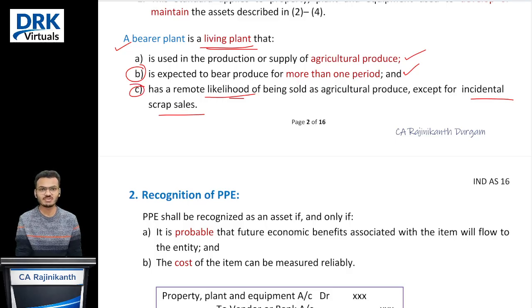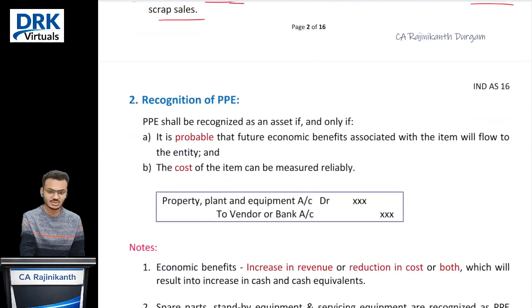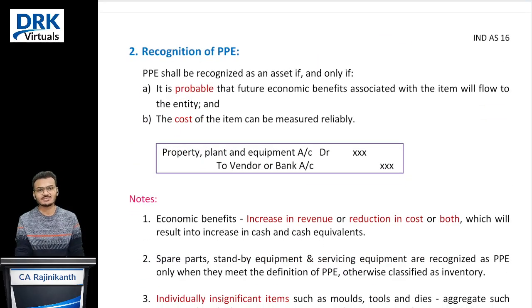Hence, they are scoped out of Ind AS 16. We can check Ind AS 41, right? And any plants that are grown for wood purpose, timber purpose are also scoped out of Ind AS 16, because they can't satisfy the bearer plant definition, right? So till now, what we have discussed is the definition of property, plant, and equipment, bearer plants, and scope of the standard.